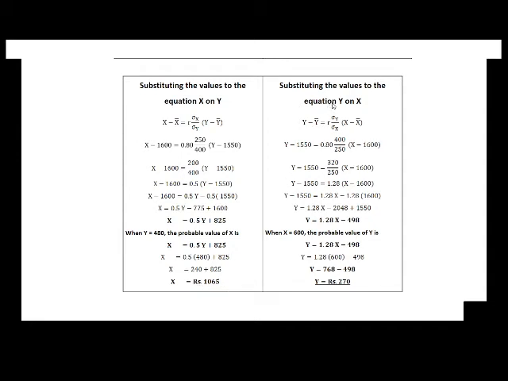Likewise, substituting the values into the y on x equation: y minus y bar is equal to r times standard deviation of y divided by standard deviation of x, into x minus x bar. Putting the values, y minus 1550 is equal to correlation 0.80, standard deviation of y 400, standard deviation of x 250, that is the given information, into x minus x bar, 1600.